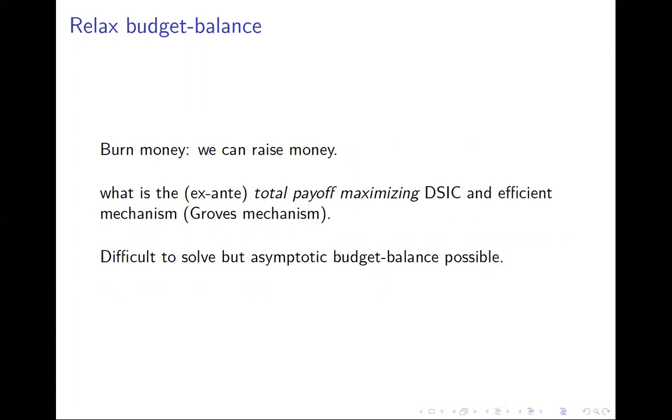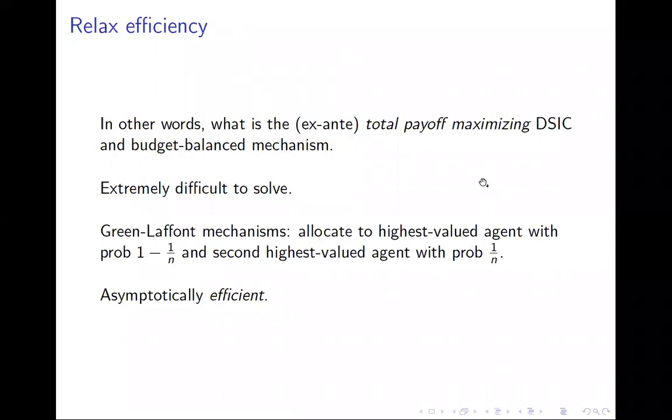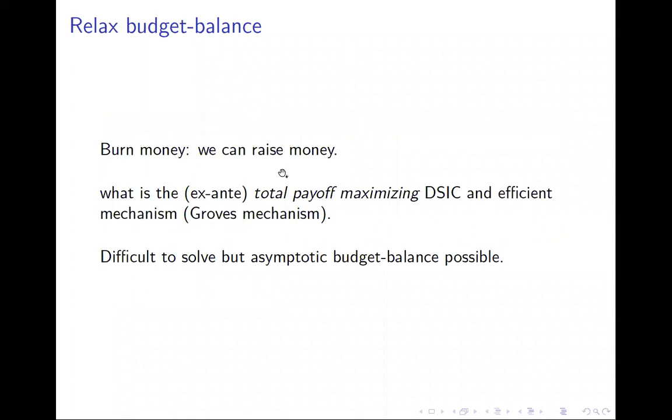The other possibility is to relax budget balance. So what we can do is continue to have efficiency and DSIC, but relax budget balance. Instead of requiring budget balance, we just require that we can raise money, but we don't require money at any profile. So again you can ask, what is the best mechanism which is DSIC, efficient, and which only burns money but need not be budget balanced?